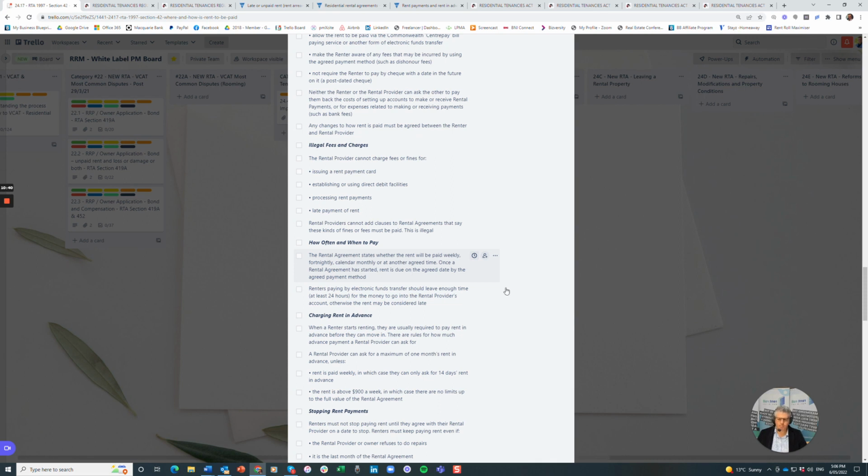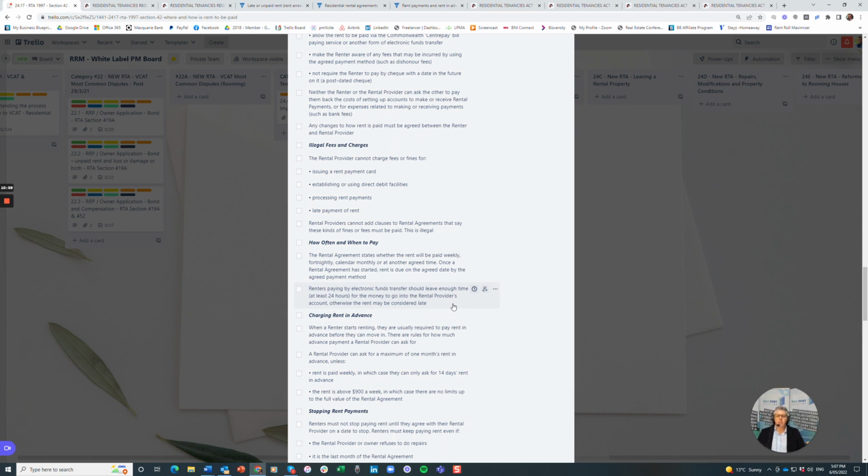Renters paying by electronic funds transfer should leave enough time to at least get the money cleared. It's saying 24 hours here on Consumer Affairs. I would suggest 3 days. If rent's due on the 10th of the month, it should be debited from their account on the 7th, so it comes into your account as cleared funds.